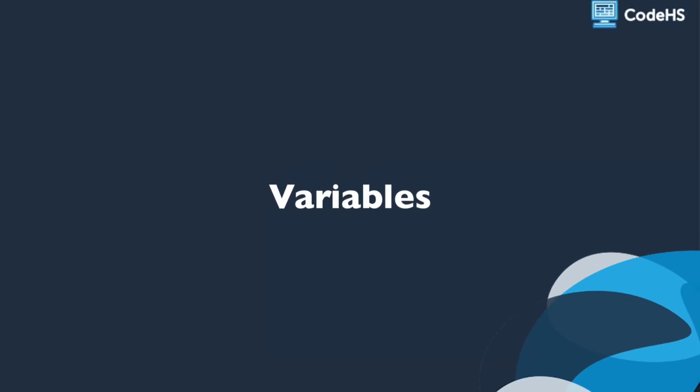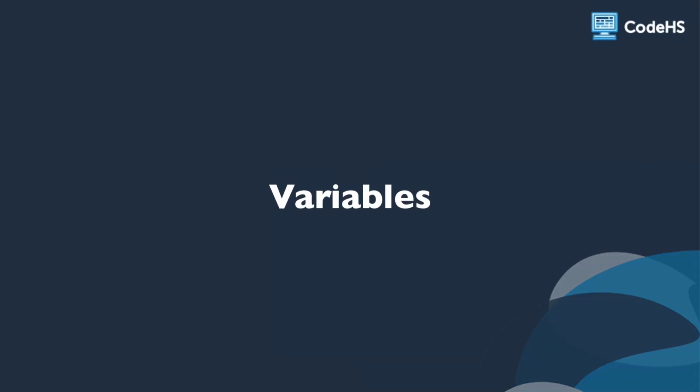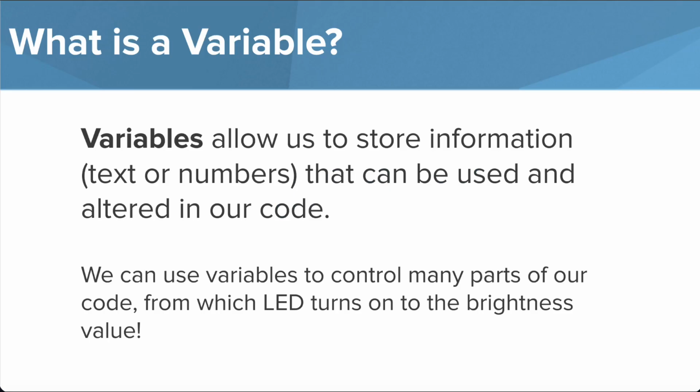Hi, in this video we're going to learn how variables can be used to store values and execute our code with specific data. Variables give us the ability to store information that we can use in our code. This information can be text or numbers and can be altered as our code progresses. Variables can be used to control different commands in our programs, such as which LED should turn on or how bright it should be.